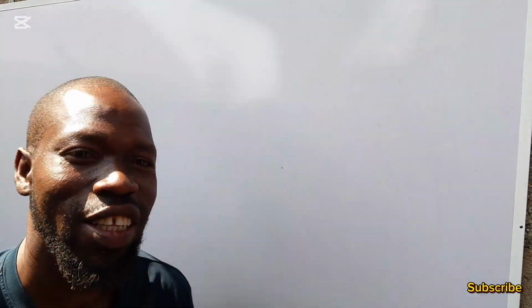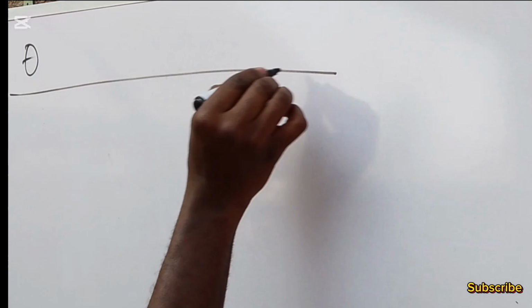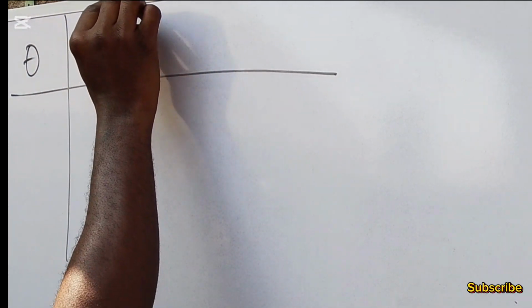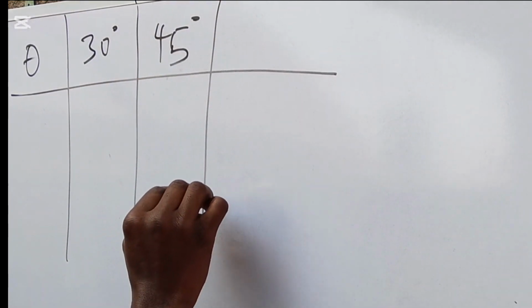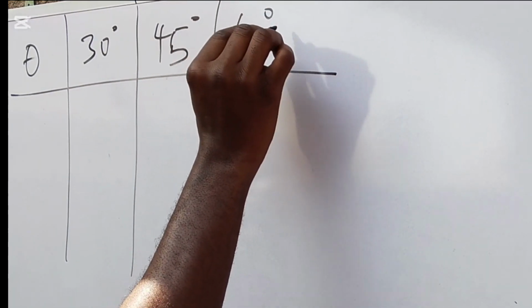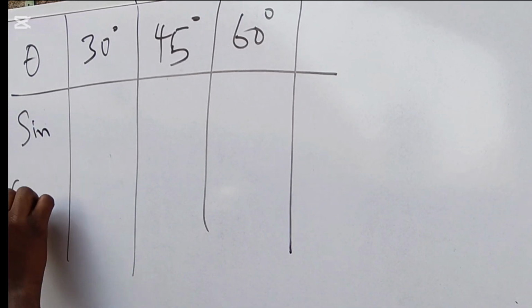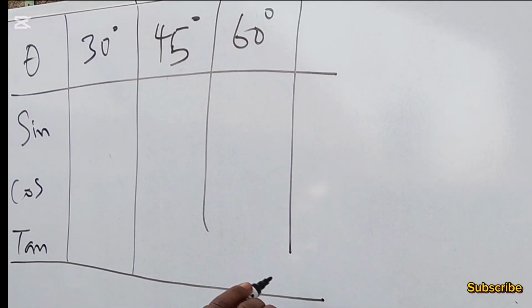Right, so we want to look at special angles. Looking at our theta, 30 degrees, 45 degrees, and 60 degrees. Okay, so we're going to be finding the sine, cosine, and tan together.